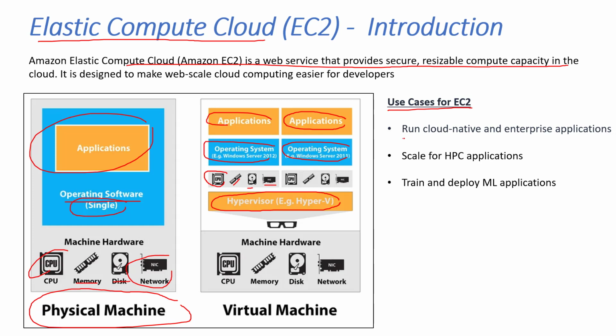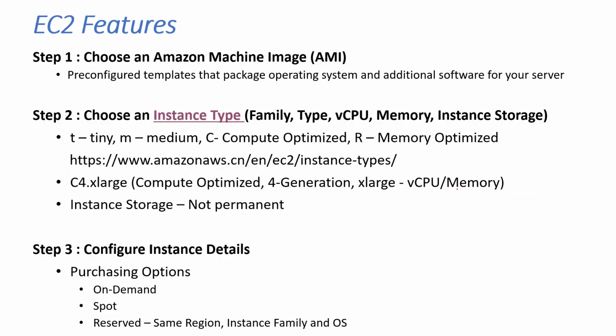You could have any kind of cloud native and enterprise applications, which essentially means that you could use it for a web server, app server, any enterprise application, ERPs, etc. Basically anything you can run on a physical server in your on-premise data center, there's a very high probability that you will be able to run it on EC2. It also allows you to run HPC applications and also machine learning applications. So basically you can run anything on an EC2.